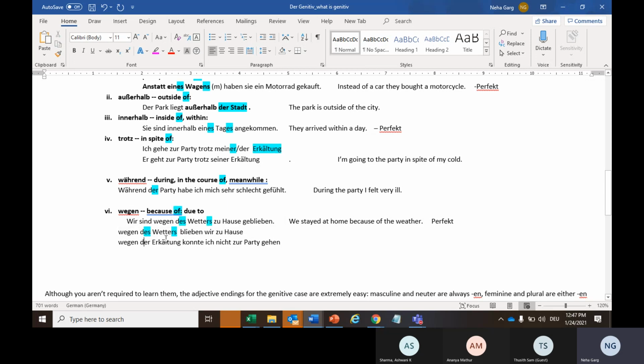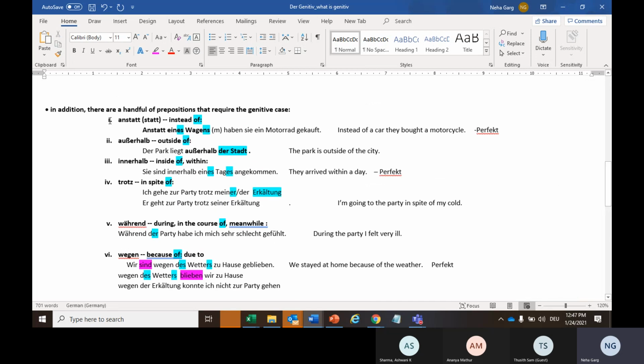Oder wegen der Erkältung konnte ich nicht zur Party gehen. Because of the cold, I could not go to the party. So this sentence and this sentence are basically similar. It's just the position of this phrase that has changed. You can write it in the middle of the sentence, or you can start your sentence with the preposition. But the verb will always stay at the second place in the conjugated form. Like here we have bleiben, here we have sind.